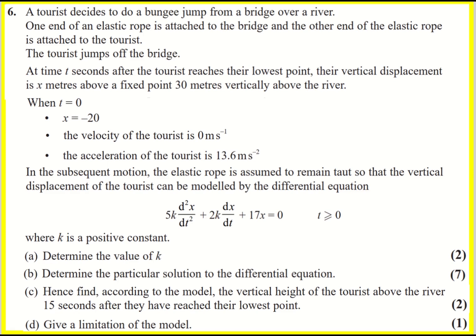Nice modelling question here. A tourist decides to do a bungee jump from a bridge over a river. One end of the rope is attached to the bridge and the other end to the tourist, and the tourist jumps off the bridge. I'm just going to draw a bridge here. In fact, I'm going to draw Bristol Suspension Bridge because that is where I grew up. That's my rough little drawing of it. Okay, we've got the rope, we've got the person at the other end.